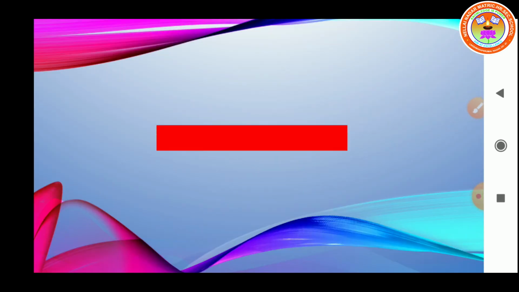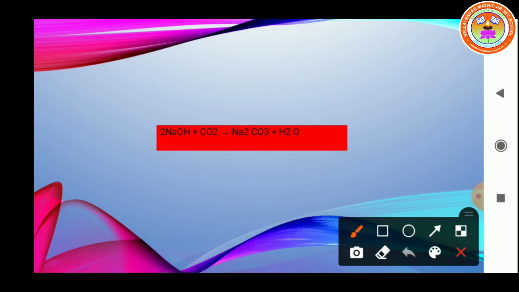Shall I write the reaction? What is the formula for sodium hydroxide? NaOH reacts with carbon dioxide to form sodium carbonate. What is the formula for sodium carbonate? That is Na2CO3 plus water. Here there are 2 sodium, that's why in front of sodium hydroxide put 2. The remaining are balanced, isn't it? So oxygen, how many oxygen? 3 plus 1, totally 4 oxygen. Here also 2 plus 2, 4 oxygen. The equation gets balanced.